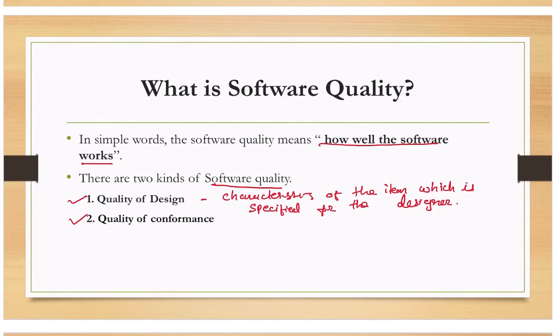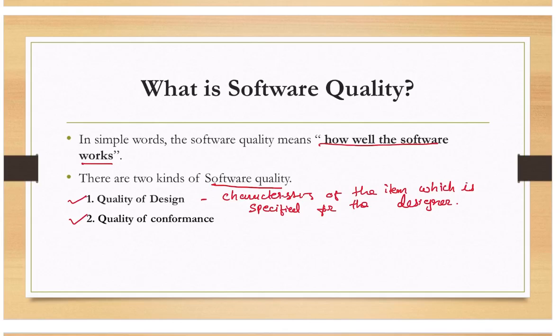Now, what is quality of conformance? It is the degree to which the design specifications are followed during manufacturing. If the degree of conformance is higher, it indicates higher quality, right? Thus in the software development process, quality of design is concerned with requirements, specification and design of the system, and quality of conformance is concerned with the implementation, right?